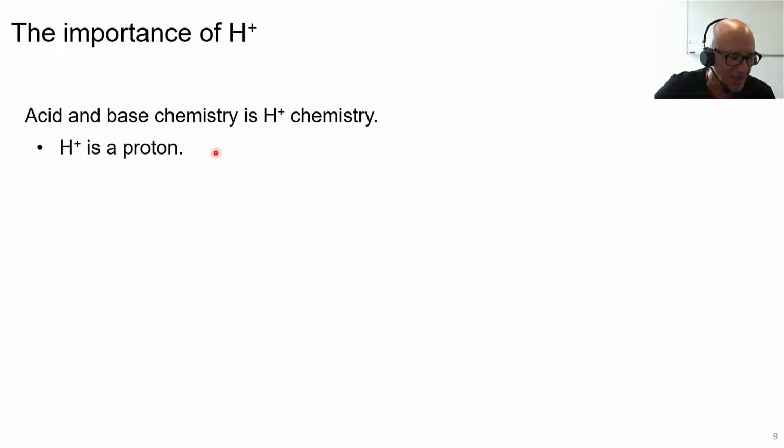Now I know there are some isotopes of hydrogen that have neutrons. In fact, there's two of them, deuterium and tritium, but the amounts in nature are minor and we can forget about that. So for us, always, when we're thinking about acid and base chemistry, all chemists think this way: H plus is a proton.